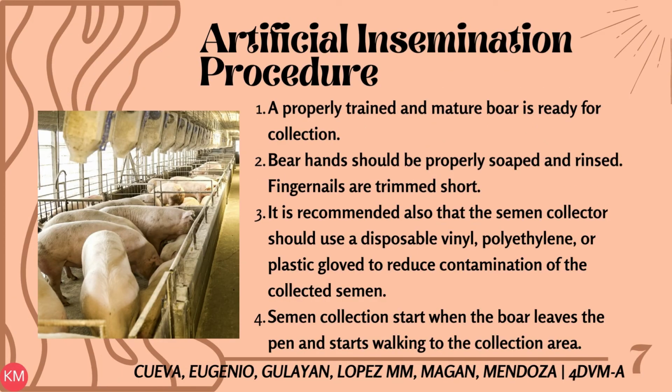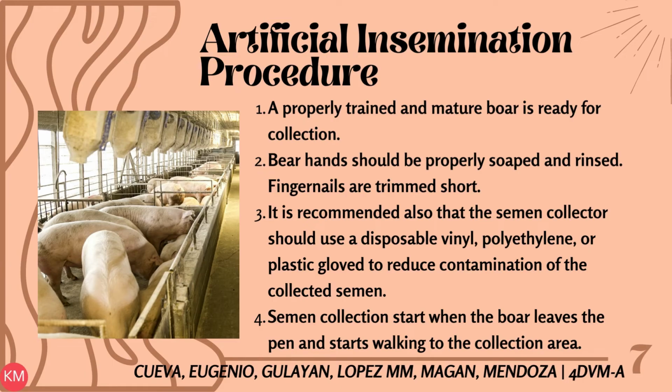Here is the step-by-step procedure in artificial insemination. First, a properly trained and mature boar is ready for collection. Second, bare hands should be properly soaked and rinsed. Fingernails are trimmed short. Third, it is recommended that the semen collector use disposable vinyl, polyethylene, or plastic gloves to reduce contamination of the collected semen.